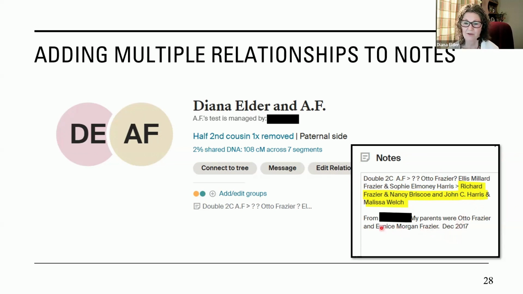Okay, so for this note, I put this note in because I contacted this match and the administrator was a different person. The administrator said, my parents were Otto and Eunice Morgan. And then this was the date that I messaged them. So that was the date of the message that I put in there. I probably could have been a little bit more clear: message received on this date. Good question.